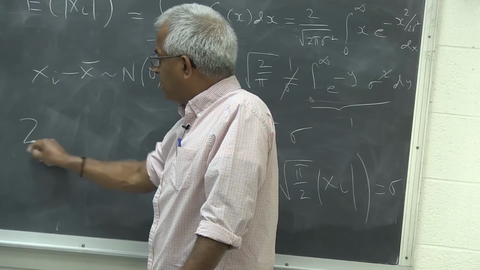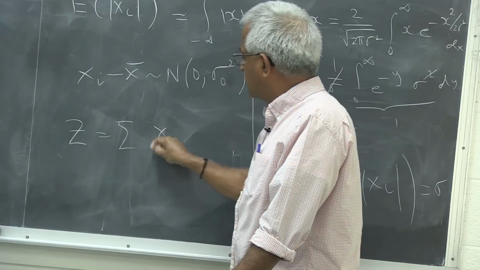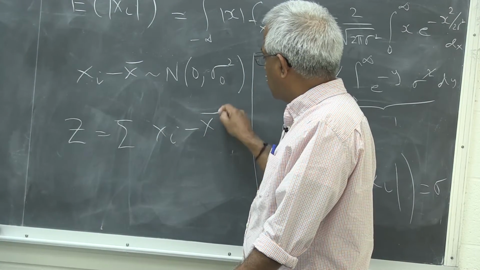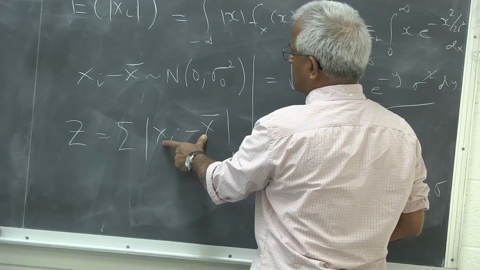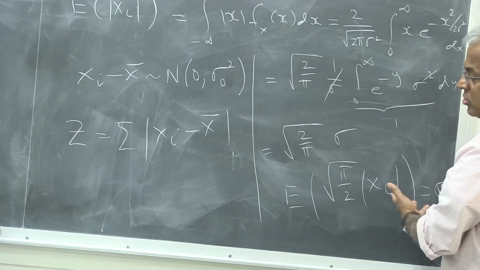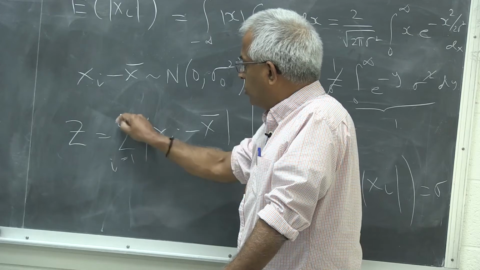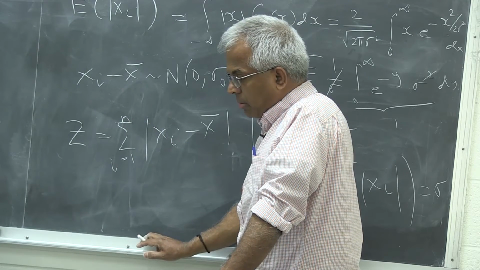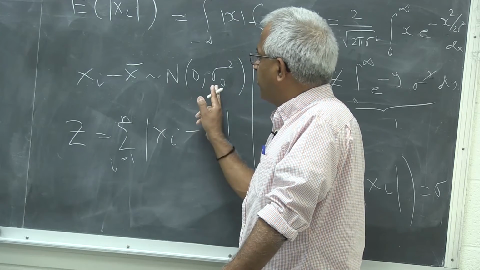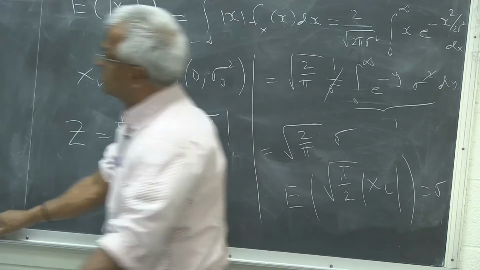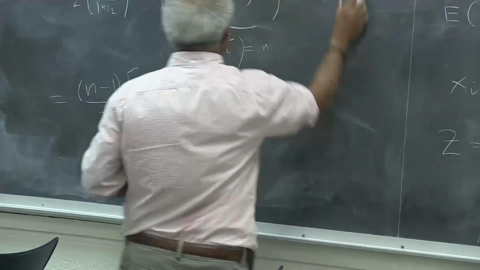So let me define Z to be the sum of |xi minus x bar|. Remember, xi minus x bar is normal, so the expected value of its absolute value is proportional to its standard deviation. So this is something we want to look at. To see what this is, let me try to find out the variance of this quantity. Variance of this expression, that is sigma naught squared.